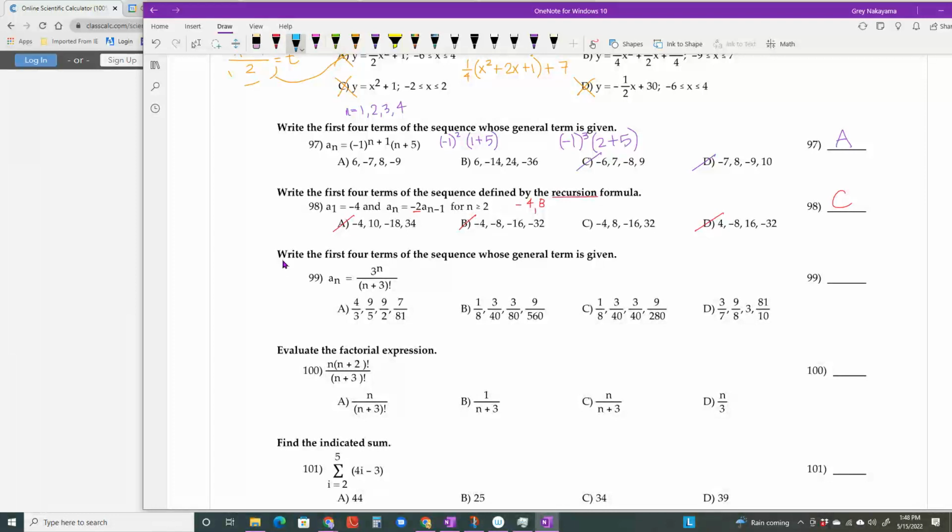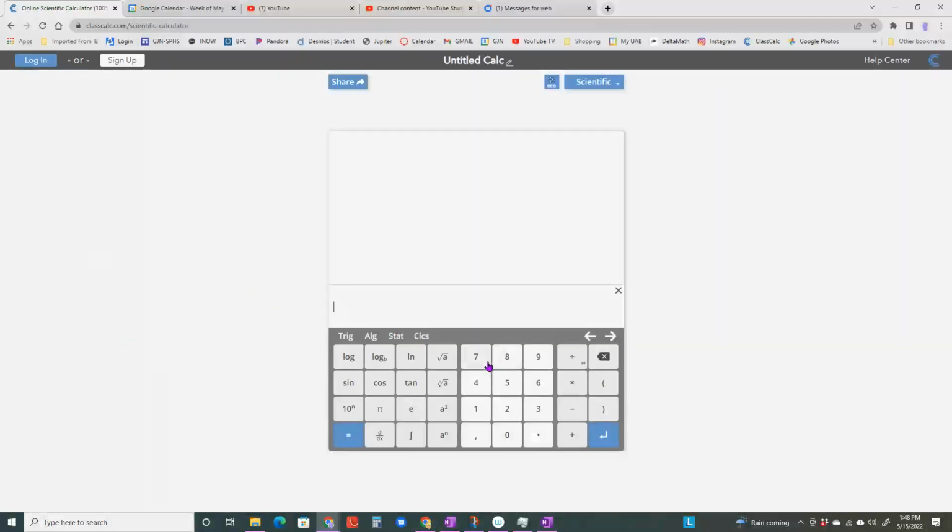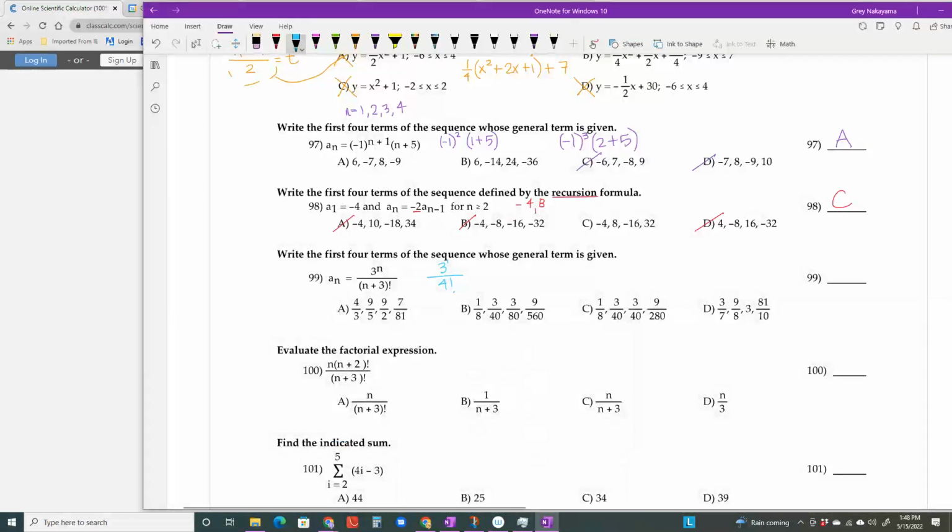Find the first 4 terms of this sequence. Okay, so I'm going to have 3 to the first over 1 plus 3. Well, 1 plus 3 is 4 factorial. Now, if you need to, 3 over 4 factorial. If I'm putting a fraction, I'm going to start with that. So 3 over 4 factorial is 0.125, which, of course, is the fraction 1/8. So that knocks this one out and this one out.